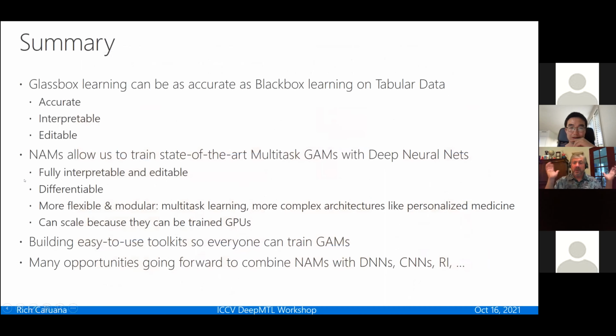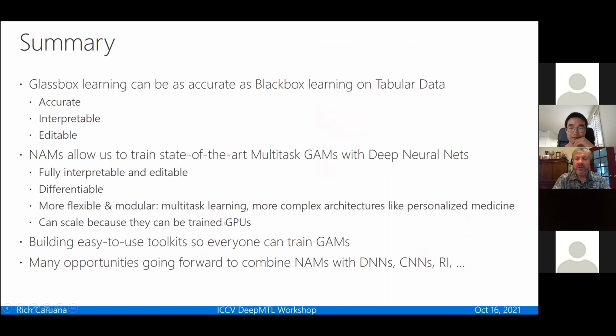Okay, so here's a summary of this part. Glass box learning really can be as accurate as black box learning on tabular data, and it can also be editable. These NAMs now let us train these GAMs using deep neural nets, which is great. It makes them differentiable. It lets us do architectures like that personalized medicine architecture that we could never do easily with the boosted tree model.